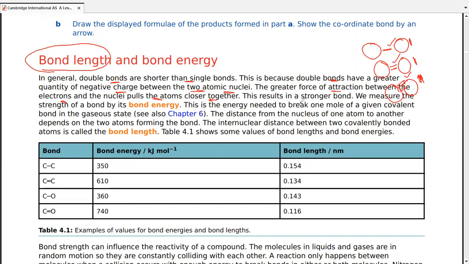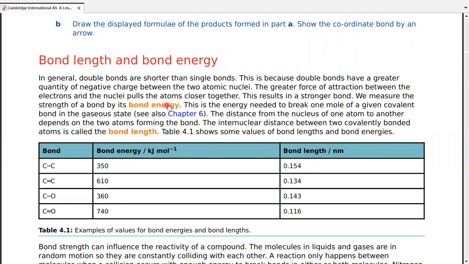Now, this results in a stronger bond. We measure the strength of a bond by its bond energy. This is the energy needed to break one mole of a given covalent bond in the gaseous state. We'll also discuss these in detail in chapter number 6. The distance of the nucleus of one atom from another depends upon the two atoms forming the bond, and the internuclear distance between two covalently bonded atoms is called bond length. So that's how it has been described, what bond energy is and what bond length is.